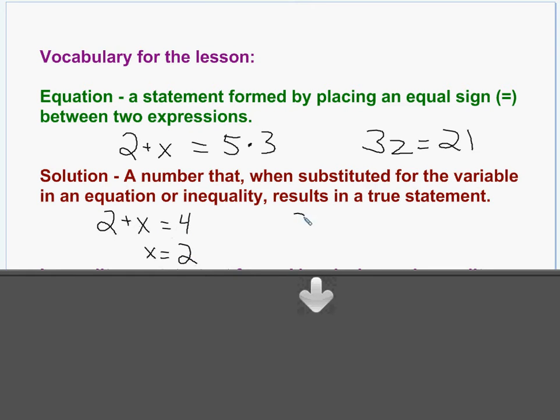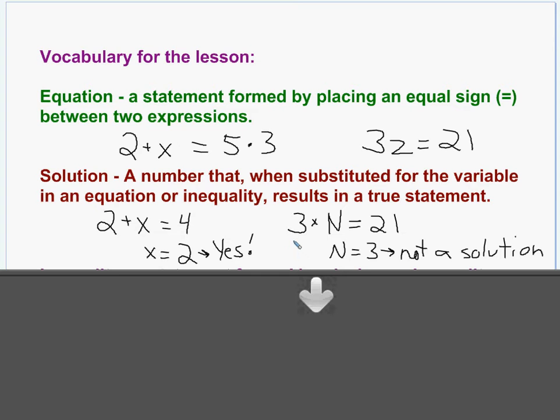But if I have something on the other hand that's 3 times, oh, that was elementary school time sign, wasn't there? 3 times n equals 21, and n equals 3. Well, if we were to substitute 3 in for n, we would have 3 times 3 equals 21. Is that true? No. So 3 is not a solution. A solution is only when it works. Okay? So this one, you would say, yes, this is a solution. It has to work. It has to make sense. If it doesn't make sense, it's not a solution. It's not a true statement.